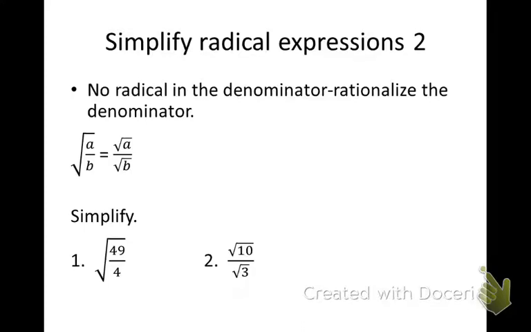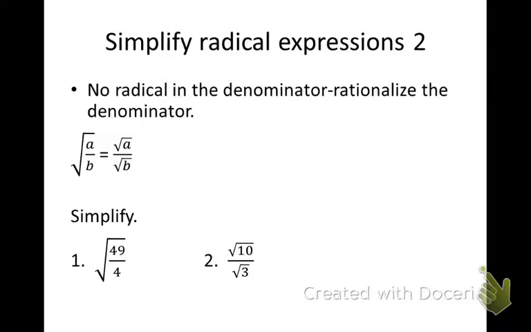Today we're going to continue with simplifying radical expressions. This time we're talking about when you have dividing underneath a radical sign. First off, no radical in the denominator. So when you're simplifying, to be simplified, you cannot have a radical in the denominator. So if you do, you're not done yet. You're going to do what's called rationalizing the denominator, which we'll talk about here in just a minute.